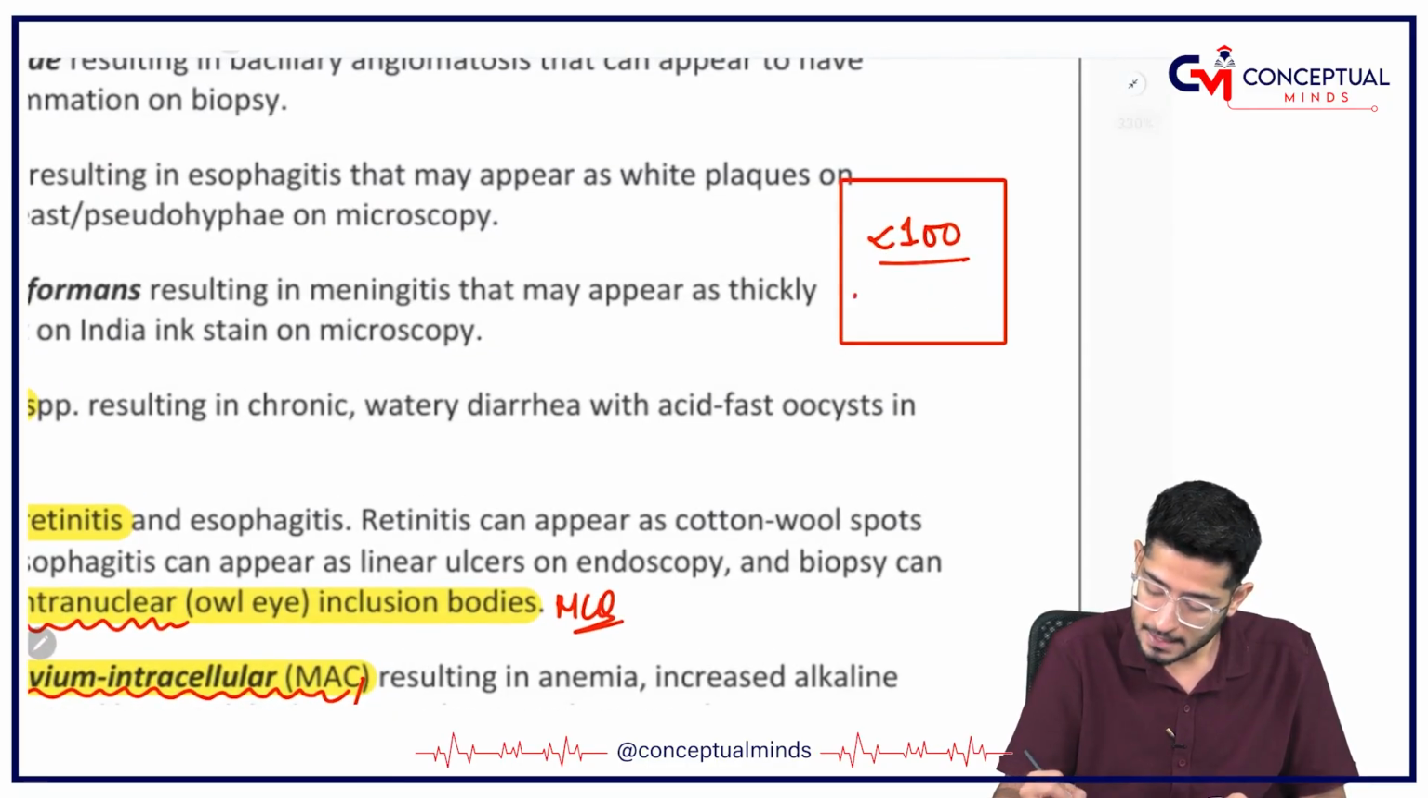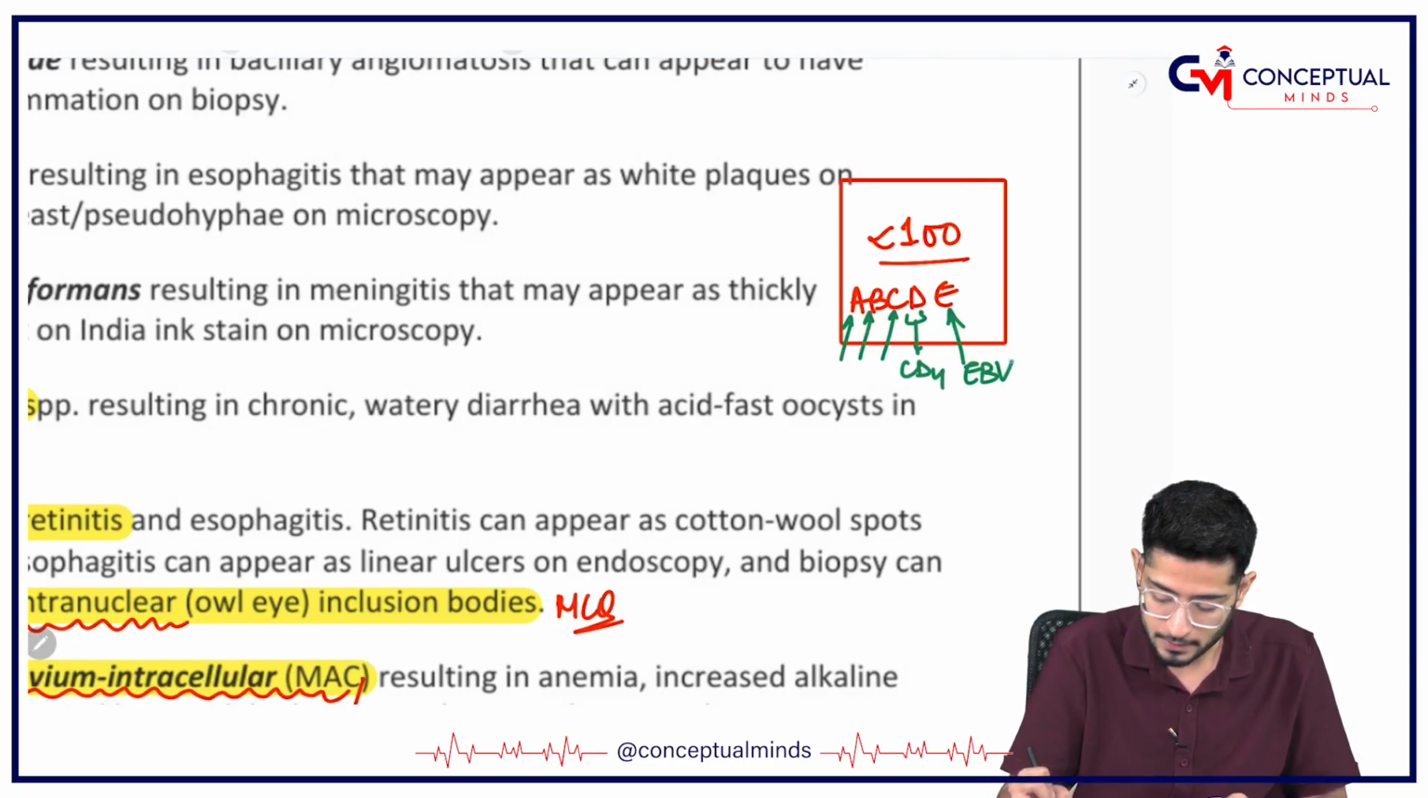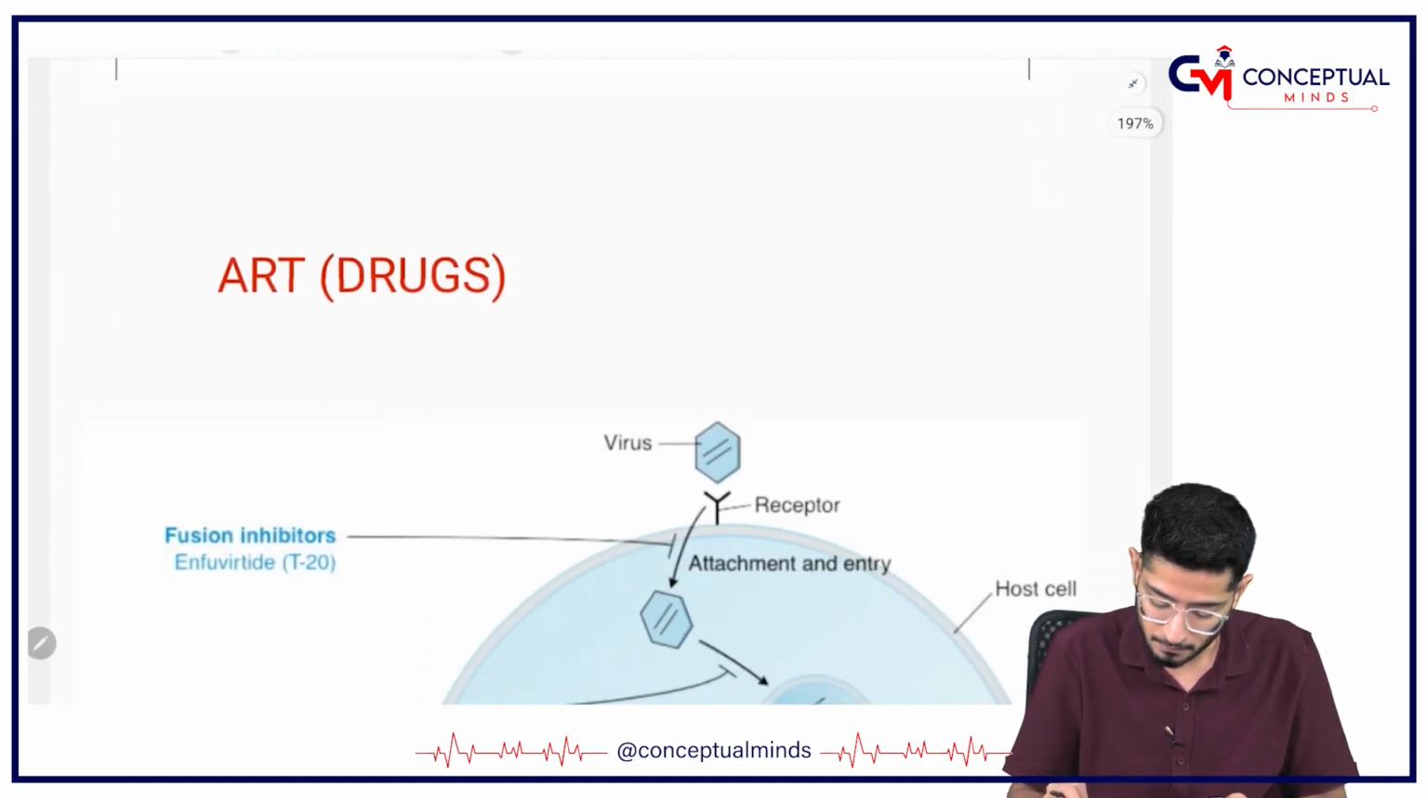You can do like this: A, B, C, D, E. What is this? A I have told you, B I have told you, C I have told you, CD means CD4 count, and then E for Epstein-Barr virus. Okay. So this is the trick to remember all of them.